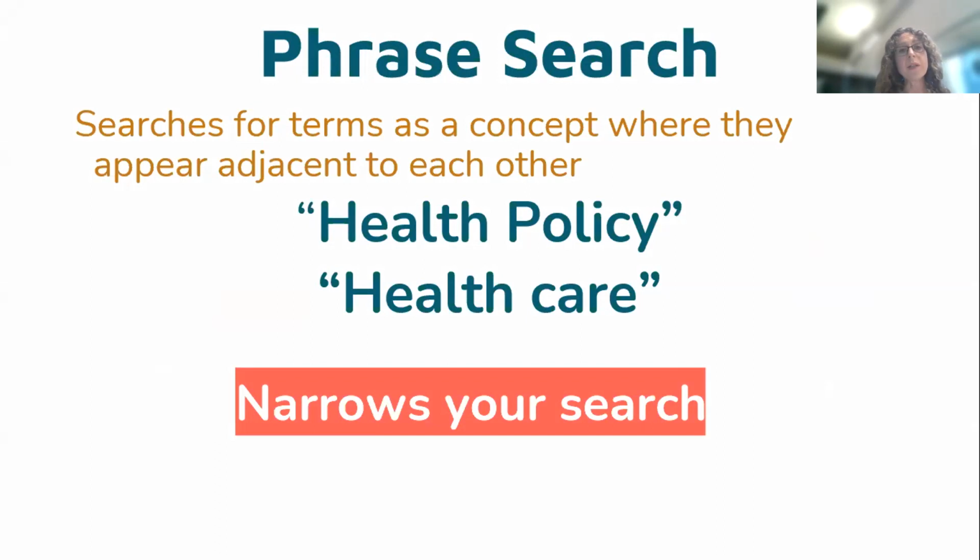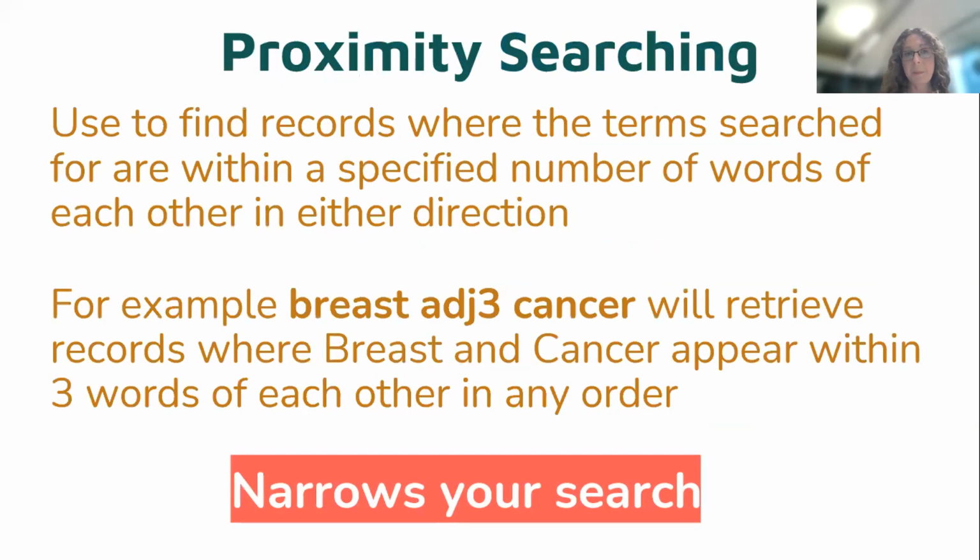Other search strategies include phrase searching. So that searches for terms as a concept where they appear adjacent to each other. So you're using inverted commas and you're saying, I'm looking for the phrase "health policy". So those two words together in that particular order. Otherwise, what the databases will do is it'll look for health and policy, and that will be much less focused, and it'll find the words separate to each other. So if you're using a phrase search, it's going to narrow and focus your search.